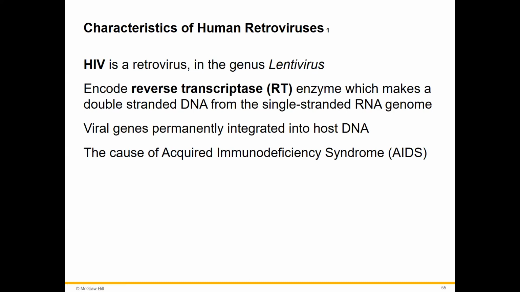HIV is in the genus Lentivirus, and it's a retrovirus, meaning that it encodes the reverse transcriptase enzyme, which allows it to make double-stranded DNA from a single-stranded RNA genome. The viral genes will permanently integrate into the host DNA, and that can lead to AIDS. So that's kind of how that process works. It is a single-stranded RNA virus, but it's able to reverse transcribe itself into double-stranded DNA.